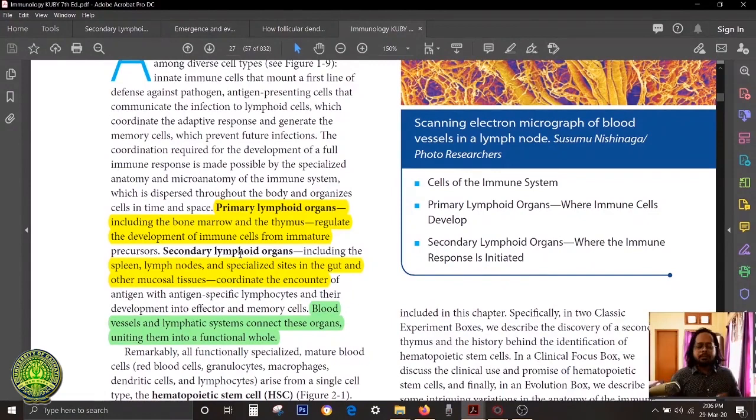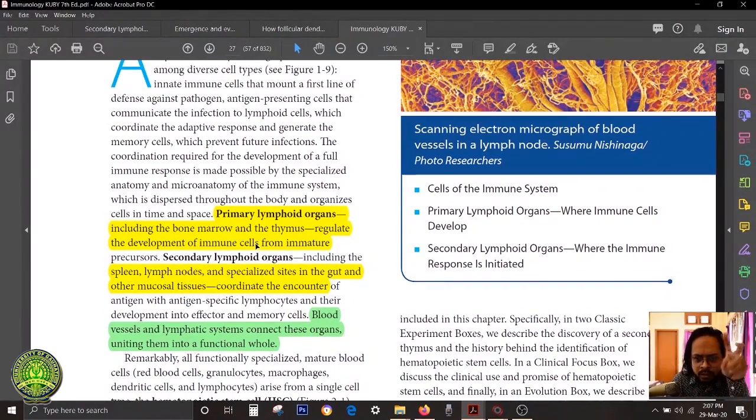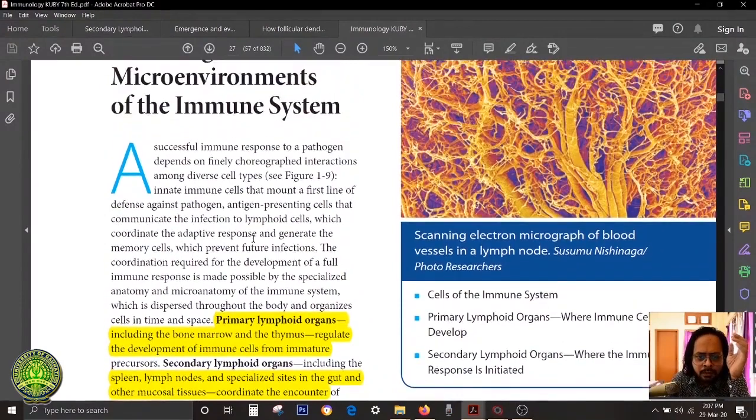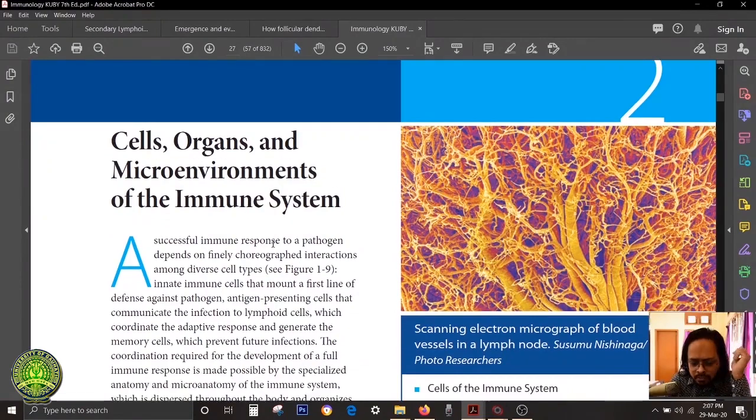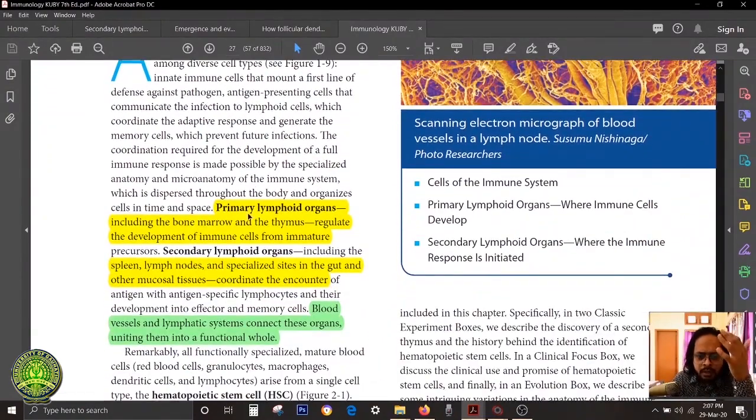All right, why am I beginning with the lymphoid system? Because whenever you talk about the B cells, the T cells, they are all derived from the lymphoid system. We are going to talk about hematopoiesis, and we are going to talk about myeloid progenitor cells and lymphoid progenitor cells later. But what is lymph actually, and what is the lymphoid system? As you can see right now, what we are discussing here is from Kuby. This is the 7th edition, and this is chapter 2 on cells, organs, and microenvironment in the immune system. And the first thing they have highlighted is the primary lymphoid organs and the secondary lymphoid organs.